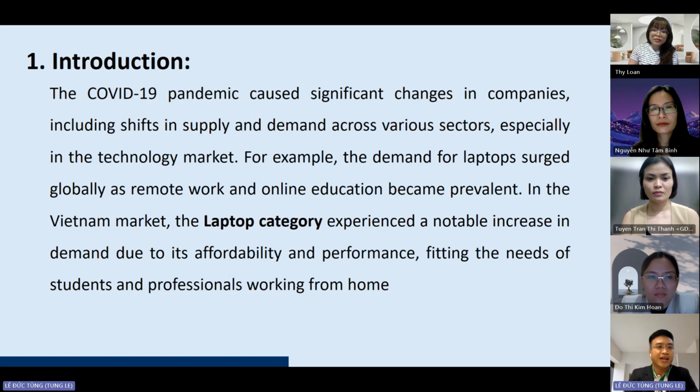As you know, the COVID-19 pandemic caused significant changes in economies, including shifts in supply and demand across various sectors, especially in the technology market. For example, the demand for laptops surged globally as remote work and online education became prevalent. In the Vietnam market, the laptop category experienced a notable increase in demand due to its affordability and performance, fitting the needs of students and professionals working from home.